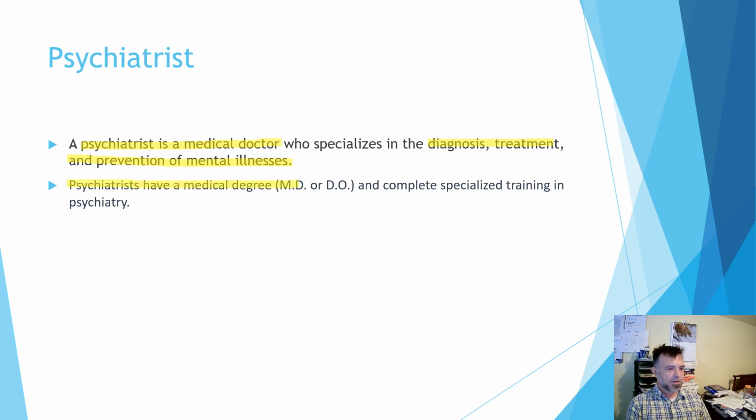Psychiatrists have a medical degree that can be an MD or a DO. So the difference between an MD and a DO: MD just stands for medical doctor. That's a 4-year degree that a person will graduate with from a medical college. DO is a doctor of osteopathy. It is about the same thing as an MD.